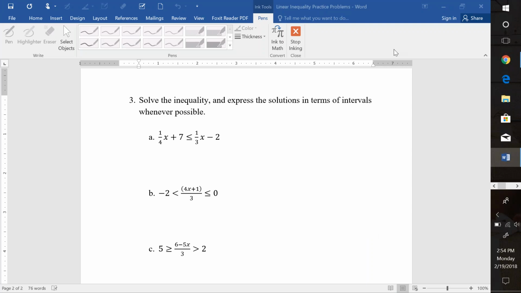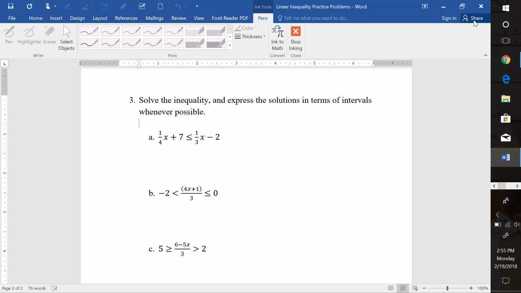All right, this is a follow-up to the pre-video that had the description of what a linear inequality was and how to write the final answers. So what we're going to be doing in this video is just working through solving some inequalities. And we'll be expressing all of our solutions in interval notation whenever possible. So let's look at this very first one here.